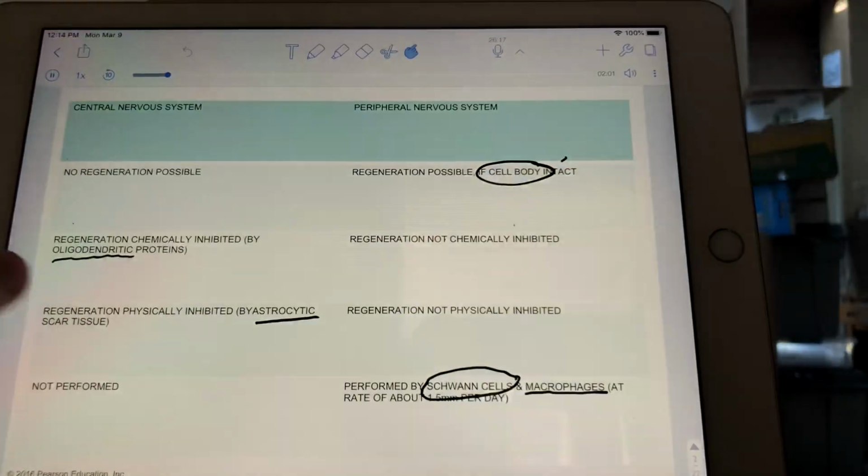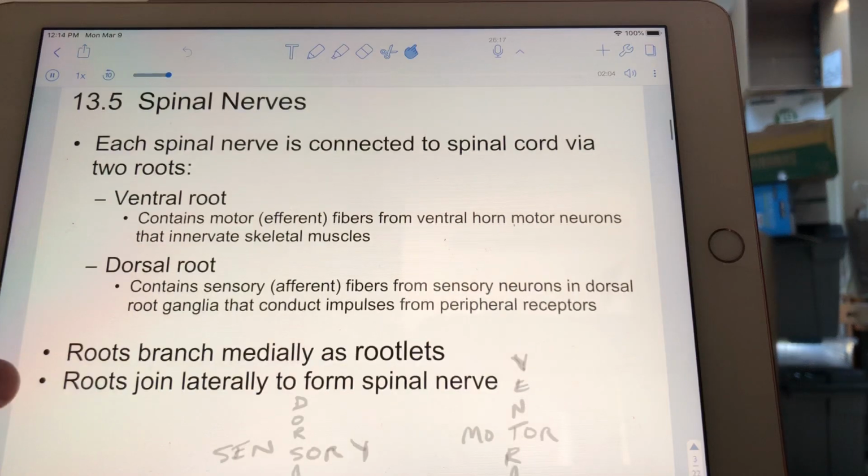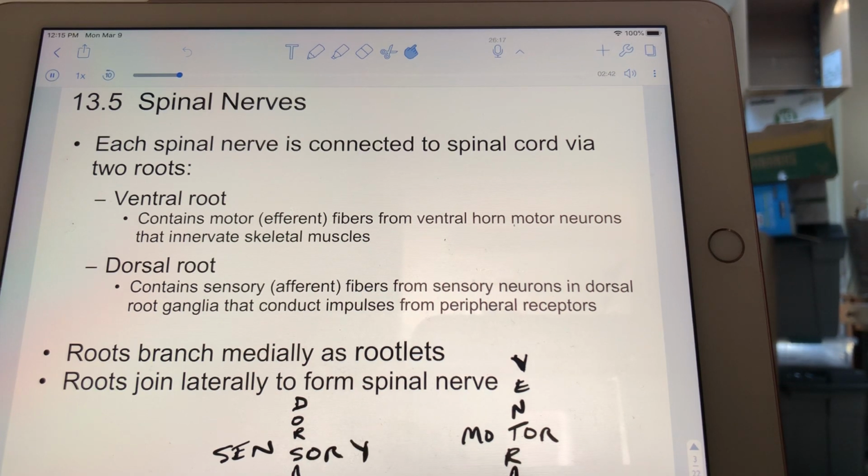Moving to slide number 3, we need to start talking about spinal nerves. We've already talked about cranial nerves in person. We already know what a ventral root is. We already know what a dorsal root is. And thankfully, we already associate the word ventral with motor, and dorsal with sensory.